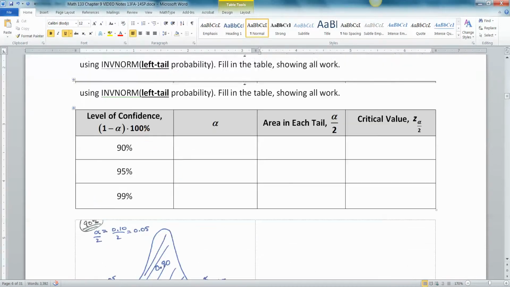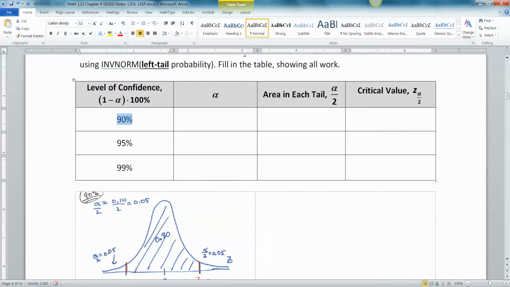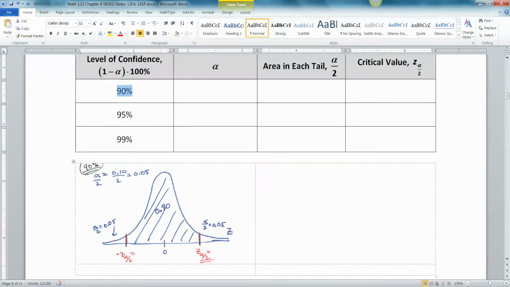So let's look here. If you have a 90% confidence level, and I kind of drew a picture down here, that means the center part, because the confidence interval is symmetric, the center part is 90%. So that means you have 10%, which is your alpha. Alpha is on your tails. So here, let me put that in there. There we go, 10%, which is 0.10.